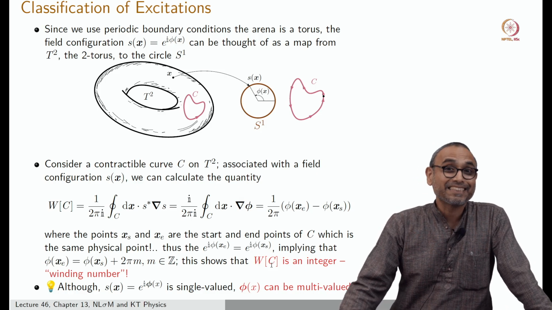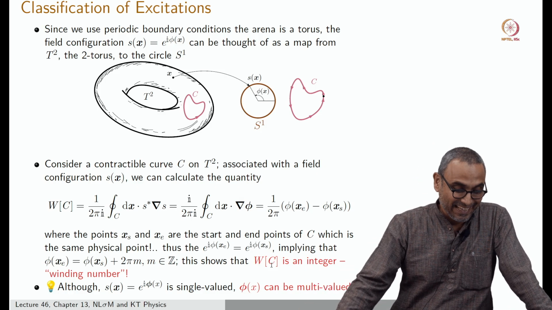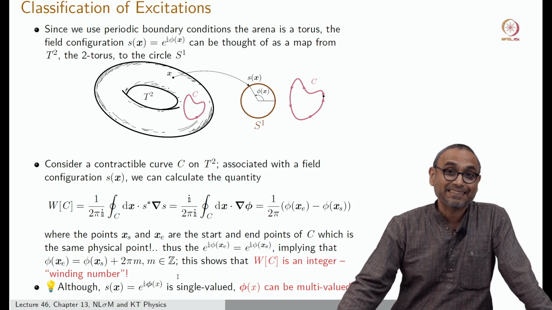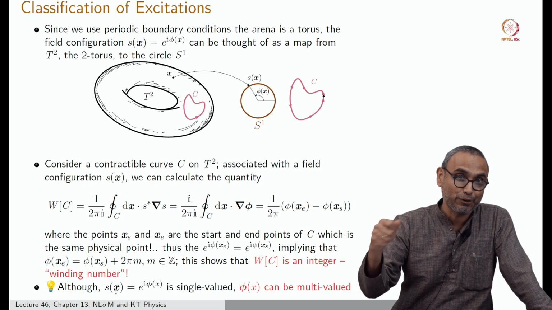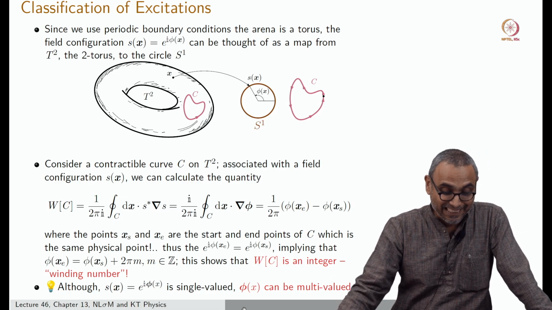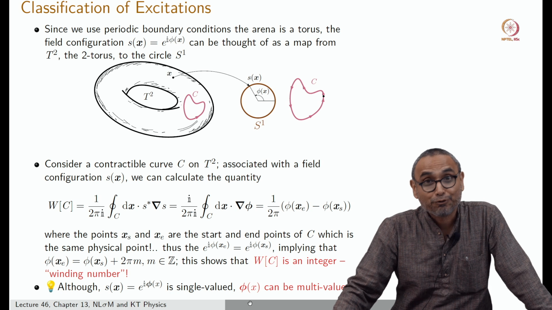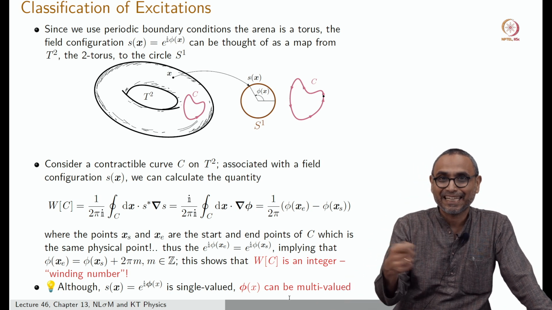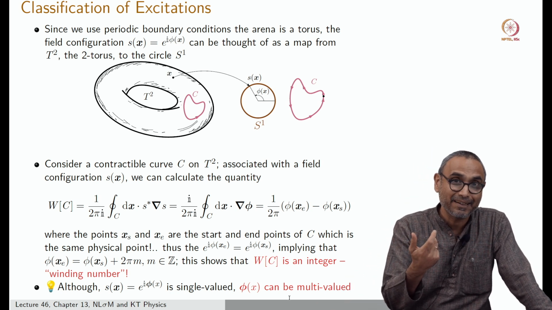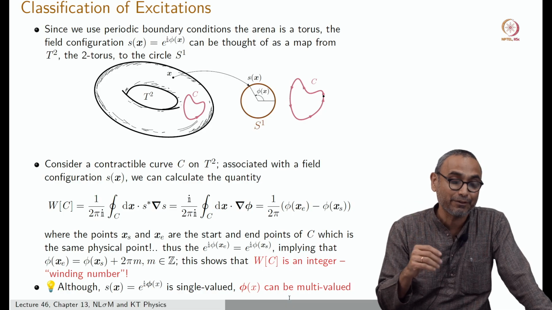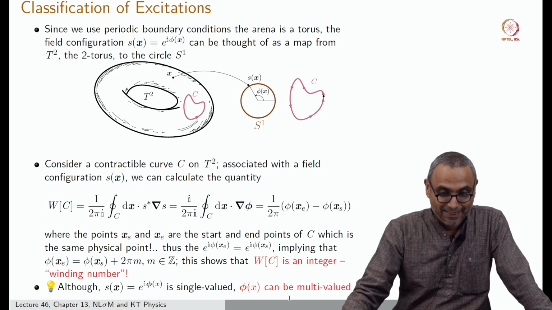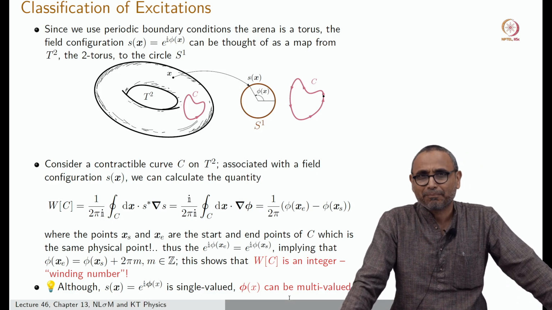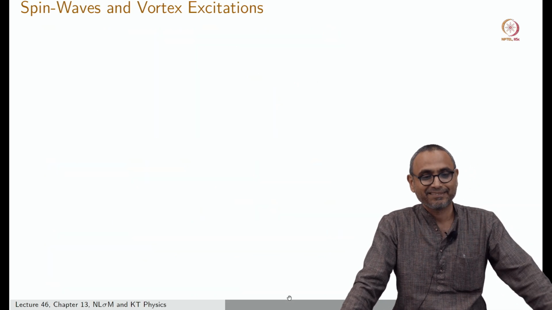So what is the lesson we have learned from here? Even though S of x, the unimodular complex numbers you have given me, are single valued, phi of x, the angle that you can use to characterize it, may not be uniquely defined, in fact can be multi-valued. All this sounds like mathematics. What does this really mean?